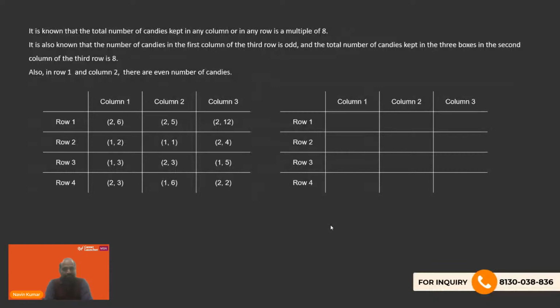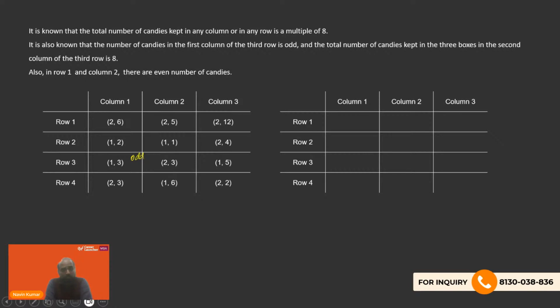So let's start. It is known that the total number of candies kept in any column or any row is a multiple of 8, as we have already seen in the first slide. It is also known that the number of candies in the first column of the third row is odd. So first column of the third row is odd. So this is what we'll have.